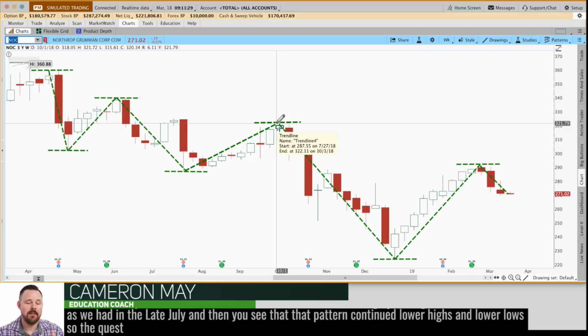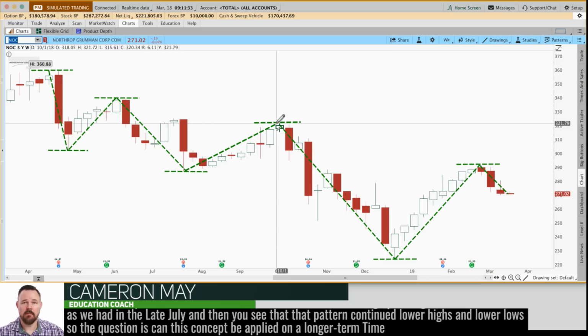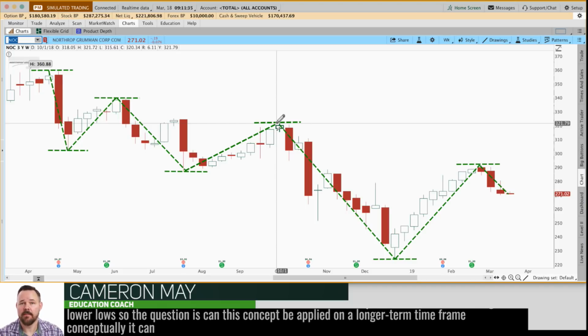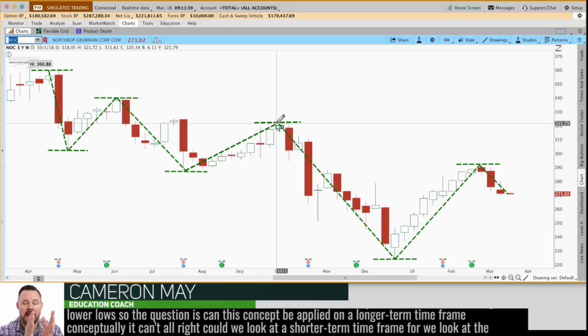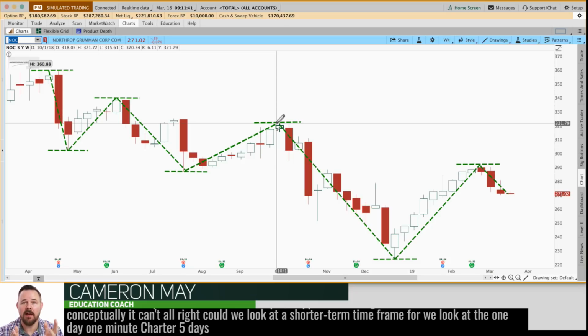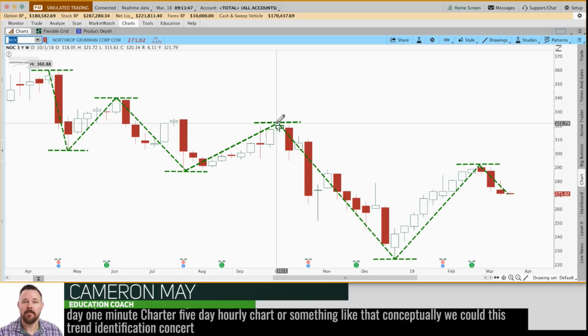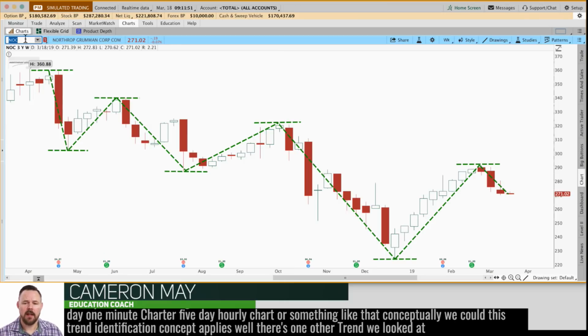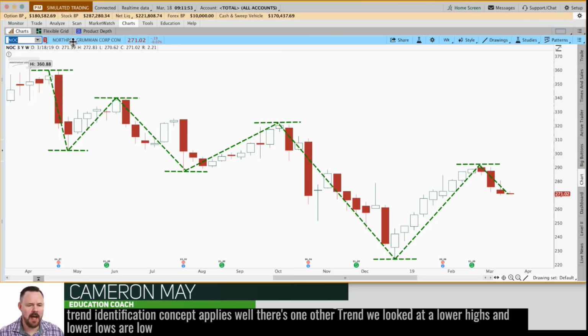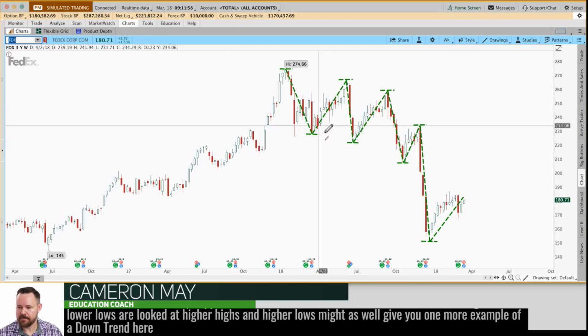So the question is, can this concept be applied on a longer term time frame? Conceptually, it can. All right. Could we look at a shorter term time frame? Could we look at a 1 day, 1 minute chart, or a 5-day hourly chart, or something like that? Conceptually, we could. This trend identification concept applies. Well, there's one other trend. We've looked at lower highs and lower lows. We looked at higher highs and higher lows. Might as well give you one more example of a downtrend here.